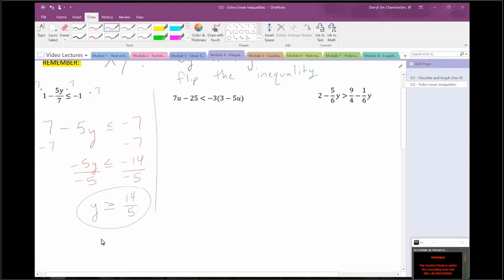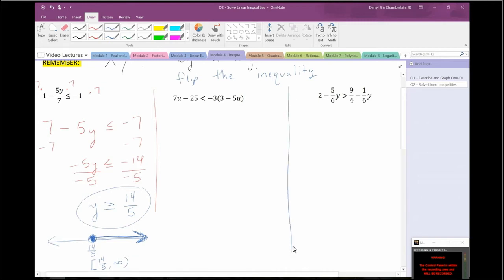And if I needed to graph this, I would have my 14 over 5, and since it's greater than or equal to, color that in and say it's greater than. And if I'm writing this as an interval, 14 over 5 to infinity. Normally, if I'm going to convert something to interval notation, I want to graph it first, just to make sure I have everything going in the correct direction.